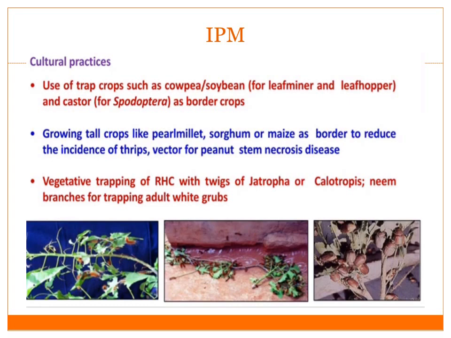In general, we can do IPM for the peanuts using cultural practices like using trap crops as border crops, or growing tall crops like pearl millet, sorghum, or maize as borders to reduce the incidence of thrips, the vector for peanut stem necrosis disease, and the vegetative trapping of RHC with twigs of Jatropha or Calotropis, neem branches for trapping adult white grubs. Those are the beetles. These are the cultural practices.